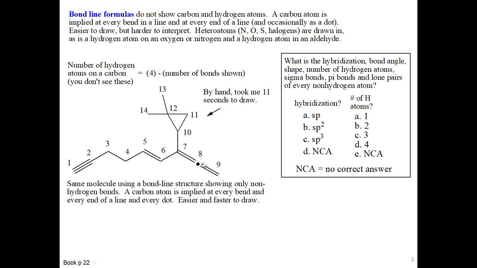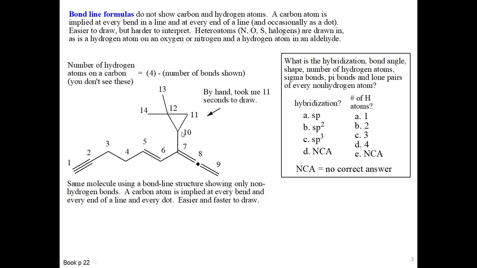I see 4 bonds. 4 minus 4 is 0, so there are 0 hydrogens here. Down here at number 9, I see 2 bonds, so there must be 4 minus 2, there must be 2 hydrogens here. I see 1 pi bond with 9 using a p orbital, so this must be sp2 and trigonal planar shape and 120 degree bond angles.